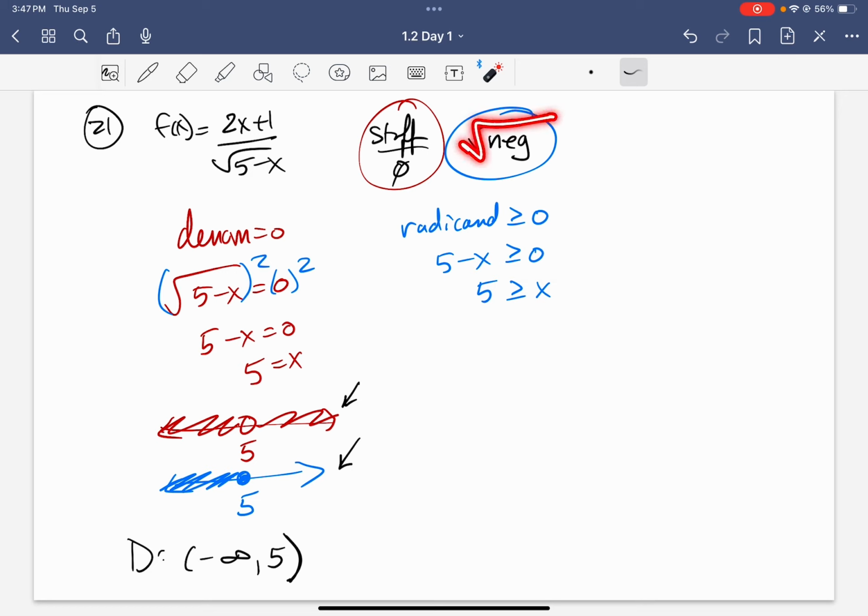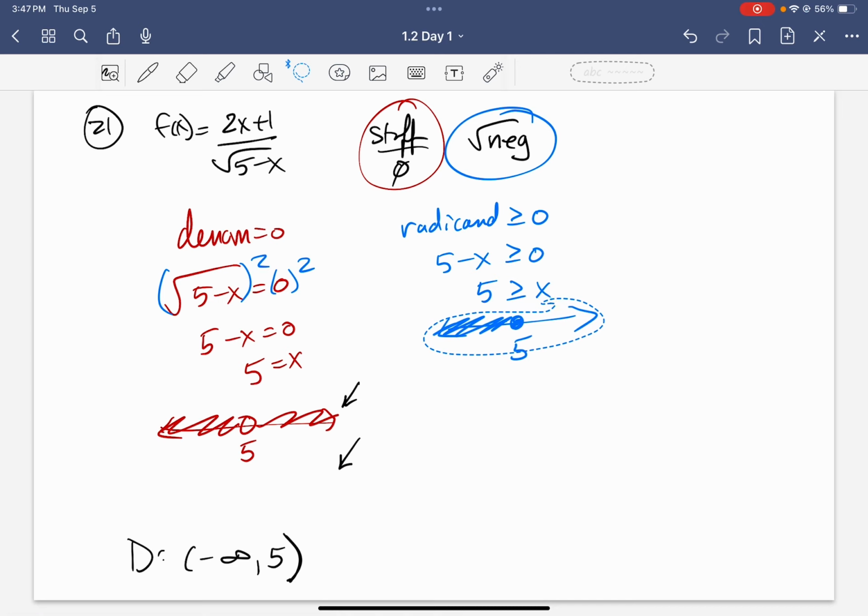And that is because we have a square root, so we have to worry about the square root of a negative. So we're going to take that radicand and set it greater than or equal to 0. That means this must be greater than or equal to 0. So 5 is greater than or equal to x in this case. And when I draw that on my number line, it's going to look like this.